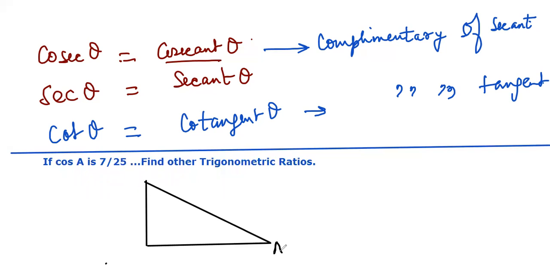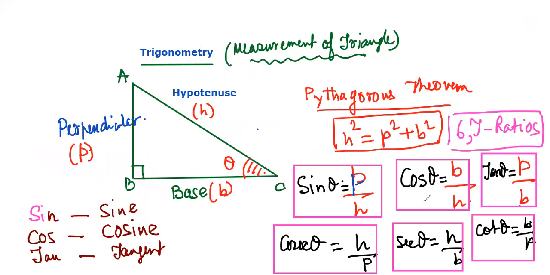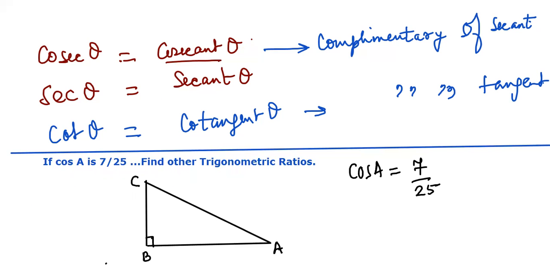They have given A. So let me take this angle to be A. Suppose the 90-degree angle is at B, and I take the other vertex as C. So what they have given to us is that cosine A is equal to 7 upon 25. Mind it, this is a ratio. This is not the actual value. Now you have already done just now what the formula of cosine is. I've told you cos is basically base upon hypotenuse. B means base, H means hypotenuse. So cos A is 7 upon 25.